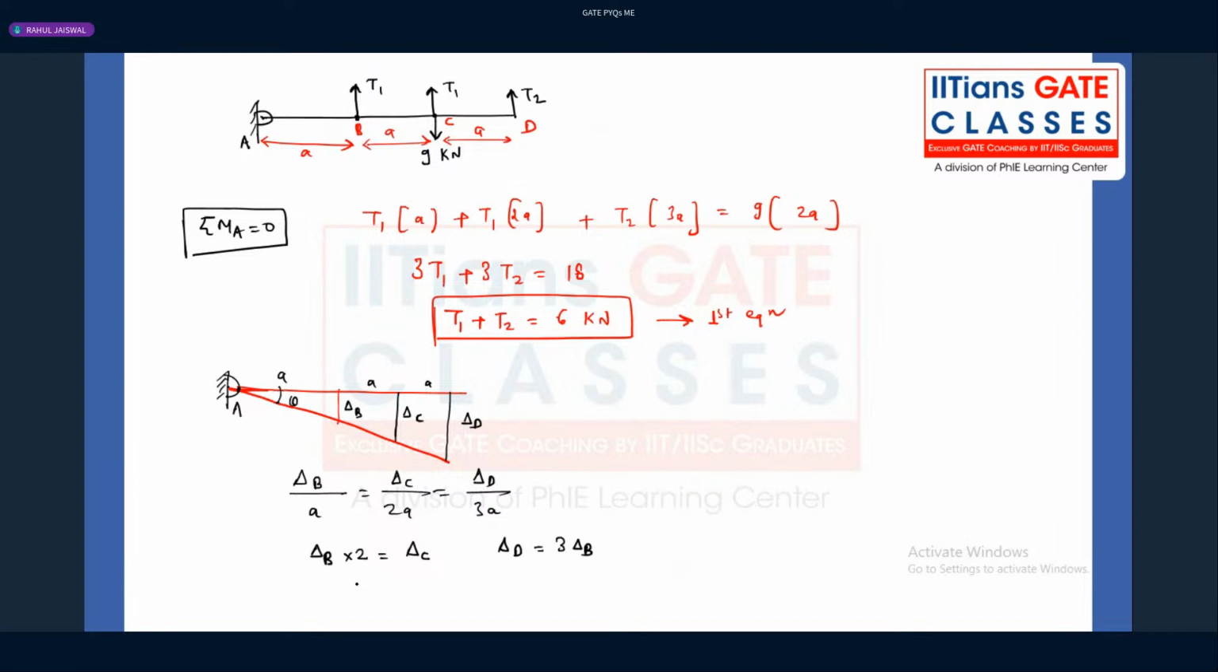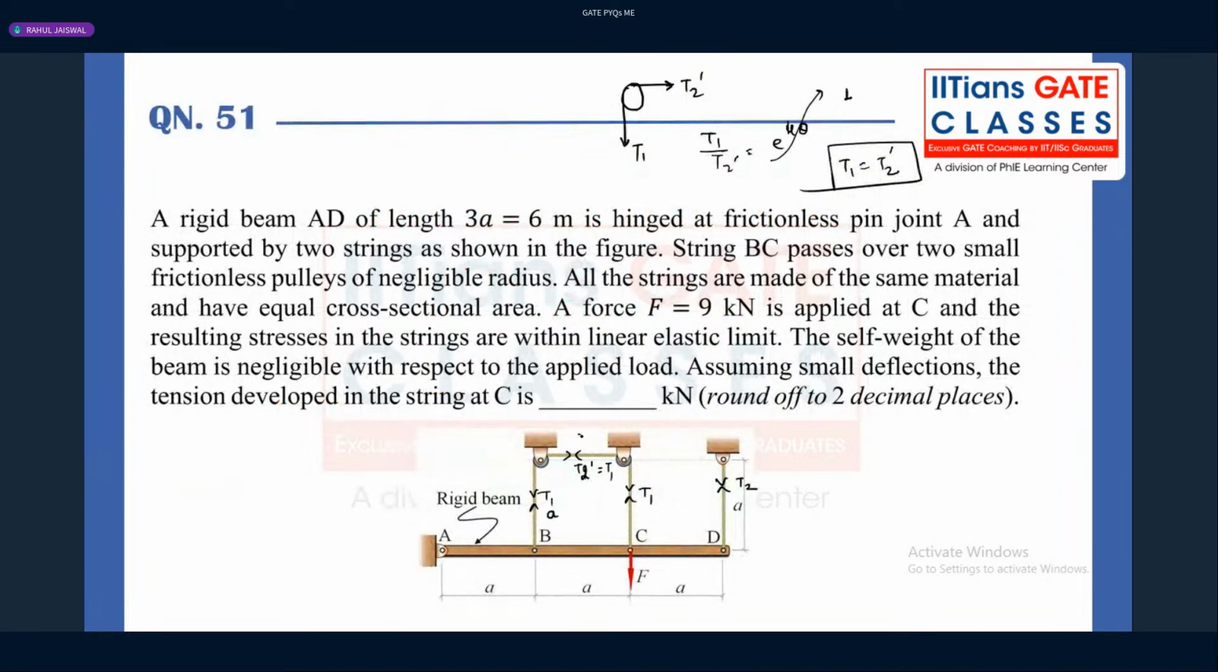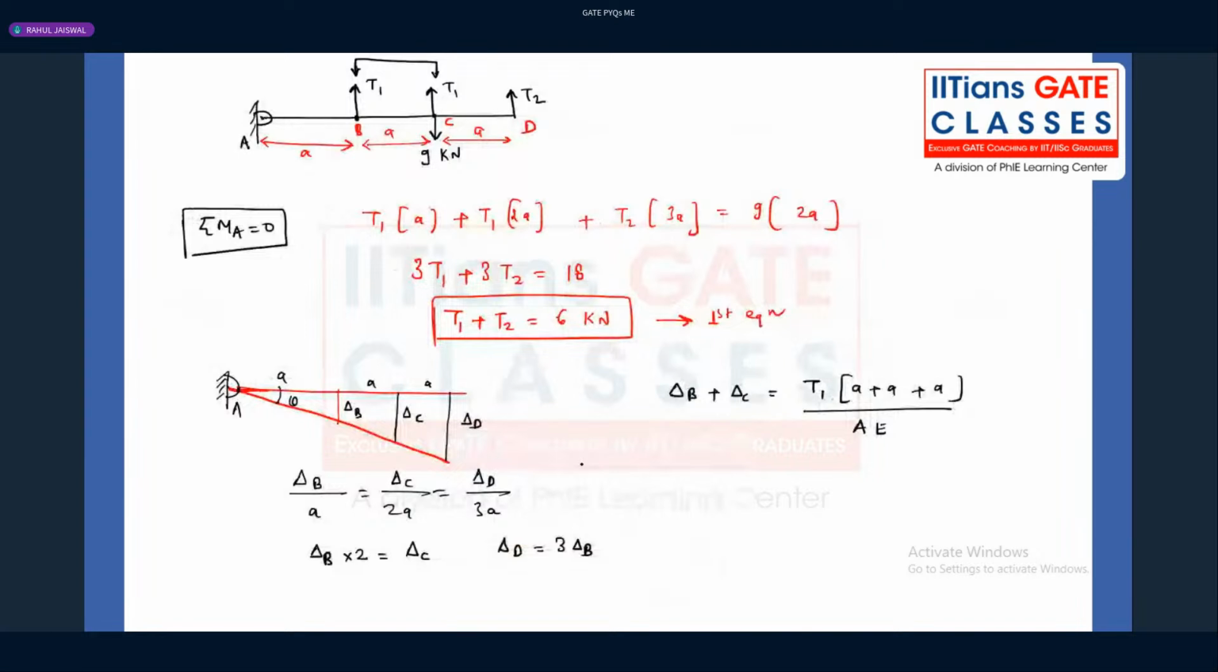If you take the rope BC, what is the deflection which is happening? What is the total deflection in the rope which is passing like this? Total deflection is, for example, delta B plus delta C, equal to T1 into L. What is the length? A plus A plus A, divided by A into E. Why are we writing A, A, A here? You consider this as a single rope, a single string. For a single string, the total deformation has delta B and delta C both. That is the only logic in this particular problem.